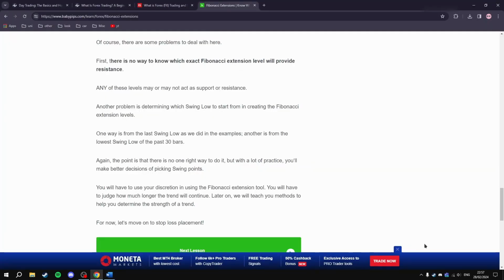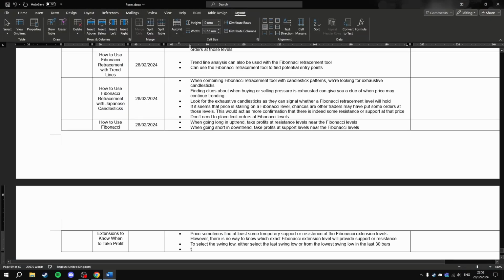Because every trader's got a different time frame as well, their 30 bars is going to be different from someone else's 30 bars. So yeah, it's difficult. Again, the point is that there is no one right way to do it. With a lot of practice, you'll make better decisions at picking swing points. So there is no one way to pick swing highs and swing lows.